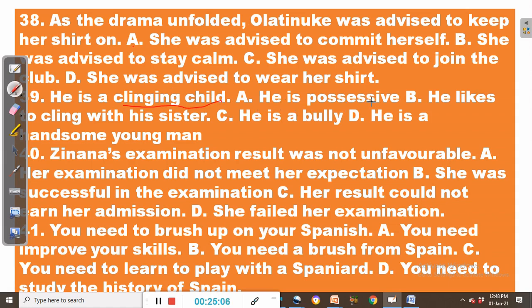A, he is possessive, quite likely. B, he likes to cling to his sister. We are not told it's about her sister alone. C, he is a bully, is not mentioned there. D, he is a handsome young man. Obviously, there's nothing there that suggests that is the meaning. So, a clinging child means a child that is always holding on to the mother, refusing to let go. Of course, that gives us the idea of possessiveness. So, we can say he is possessive. That gives us the clue as to the meaning of the sentence.